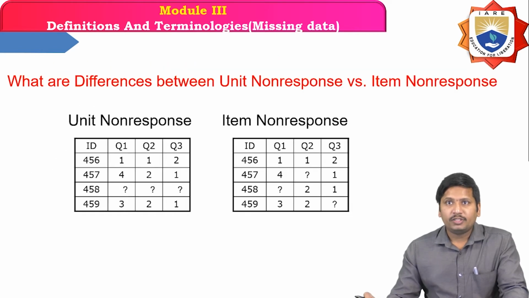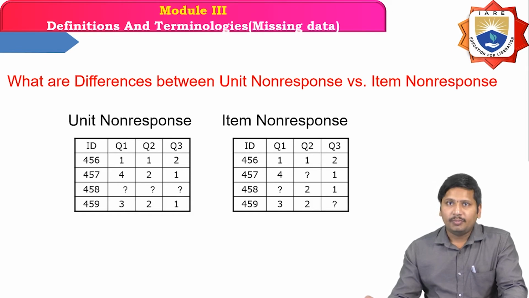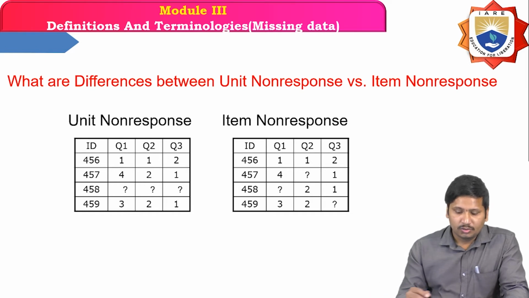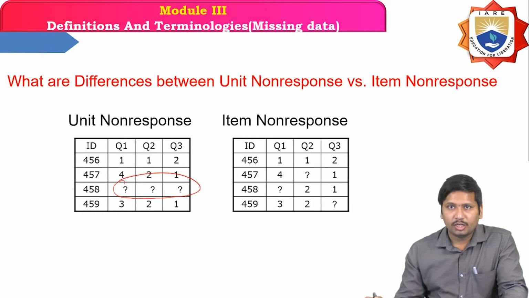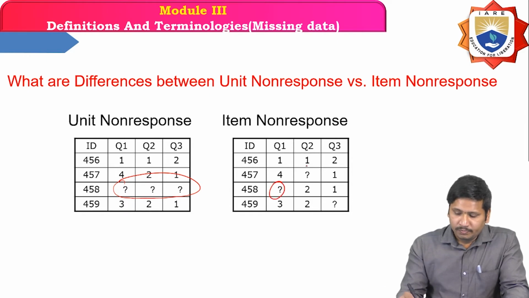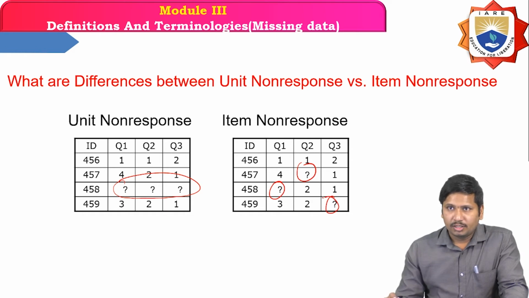Another question is what the differences are between unit non-response missing data and item non-response missing data. Unit non-response missing data is where the data is missed for an entire row, so you can treat it as unit non-response missing data. Item non-response missing data means that in each column or each row, if some data is missing, you can treat it as item non-response missing data.